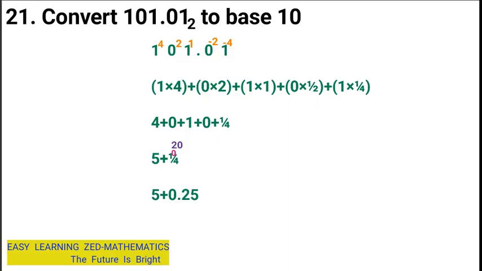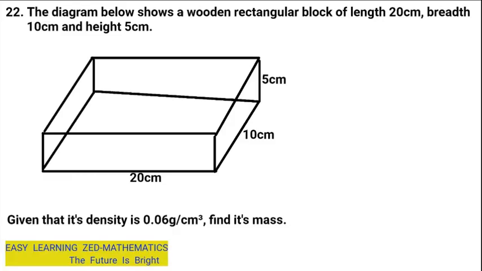Okay, now we can go to our next question, which is question 22. Question 22 was as follows. The diagram below shows a wooden rectangular block of length 20 centimeter, breadth 10 centimeter, and height 5 centimeter. The block being described in the statement above is the one drawn here, so you can take time and look at the block.